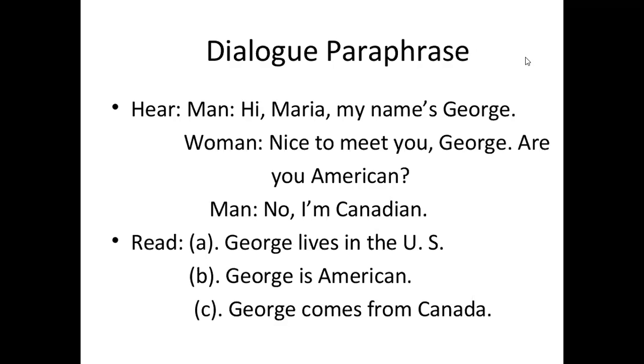Exactly. But imagine that you're a beginner learner. You could get confused with letter B. You could be easily confused with letter B because the word American is in letter B. Okay.